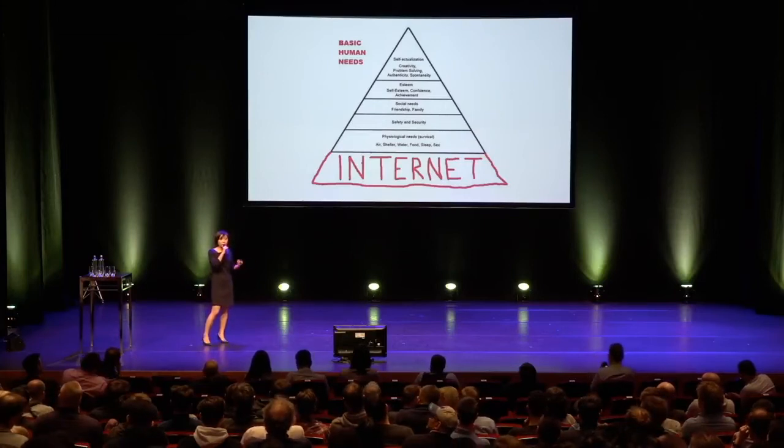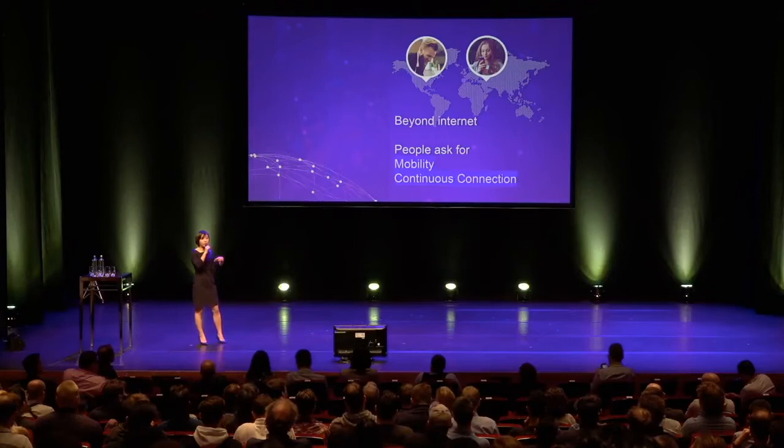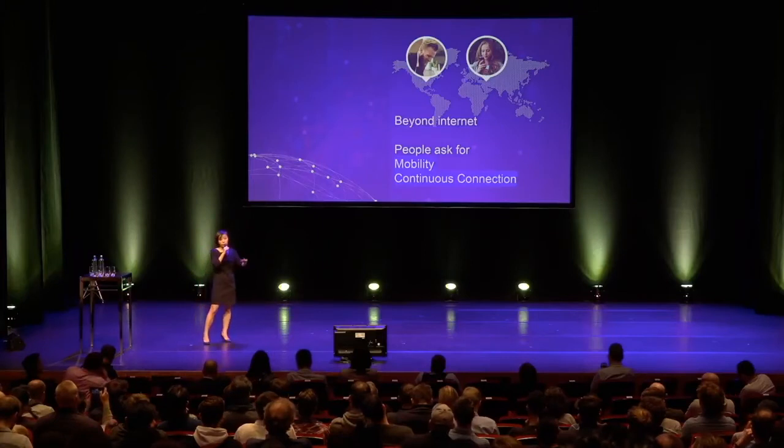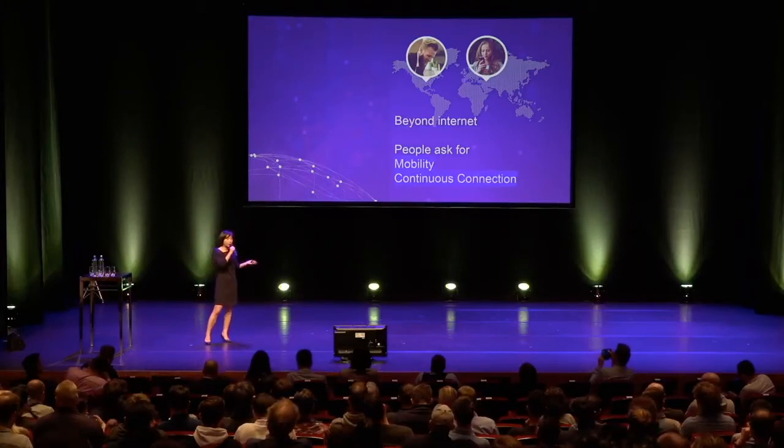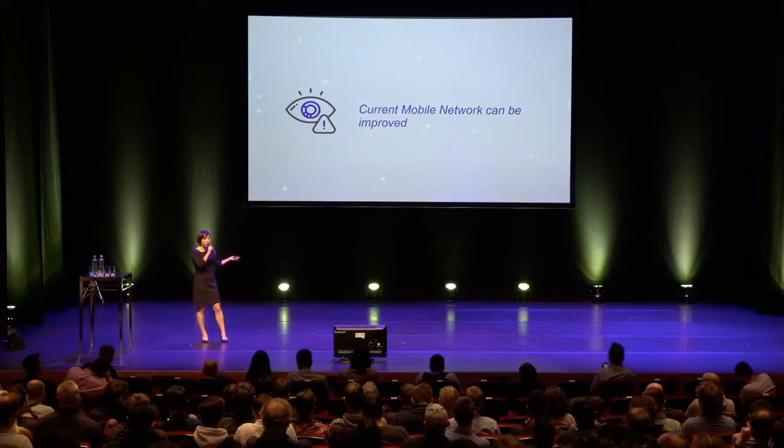But as we said, blockchain is not a new technology. This is an infrastructure for institutional economy. So what can we do for mobile networks, what can we do better? Beyond internet, people are asking for continuous mobile connections. We want to go mobile. We want to be connected everywhere. But what can current mobile networks improve, on what ground?